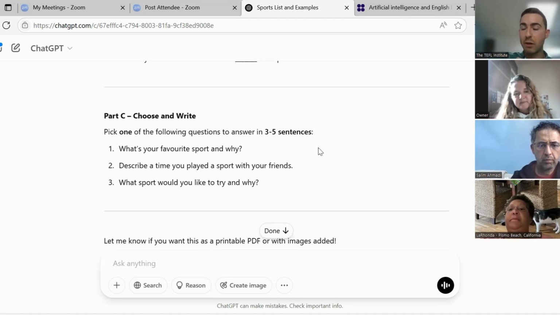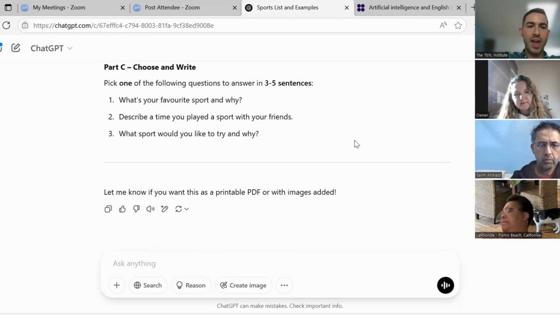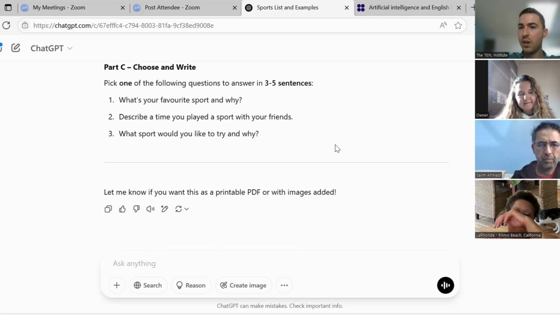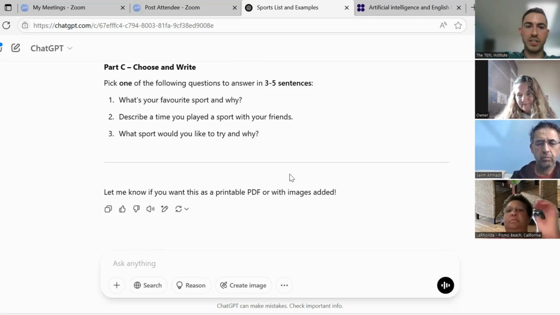You could put them in breakout rooms for these questions. They discuss these questions and come back to the main room, and then you have them feed back to the class. They could write answers to these questions and so on. And then you can see here, let me know if you want this as a printable PDF or with images added. You can actually have ChatGPT convert this worksheet into a PDF. You save that on your laptop, and right there you have a worksheet on the topic of sports that you could recycle with classes for years and years.